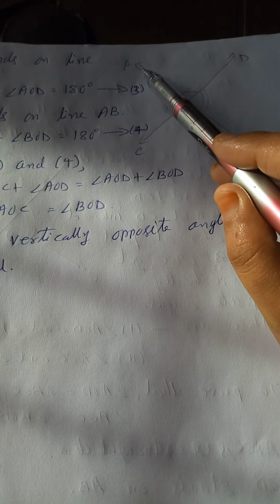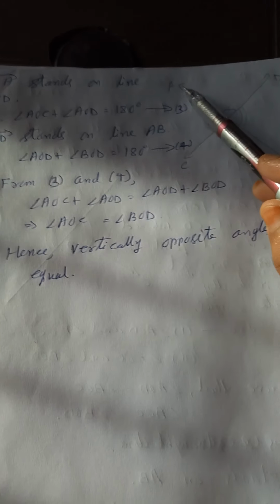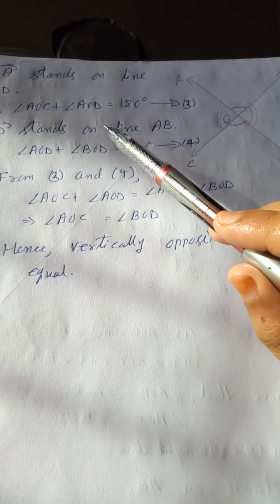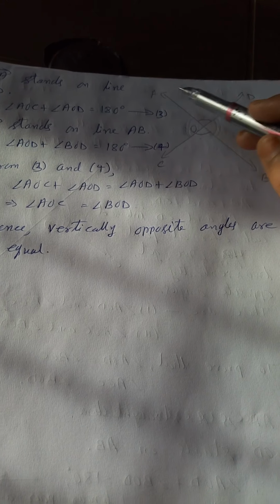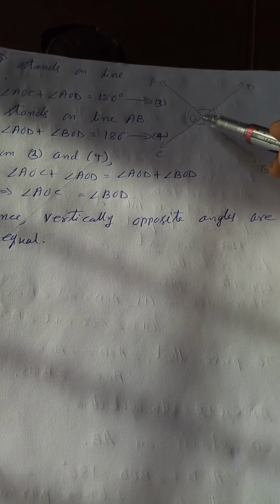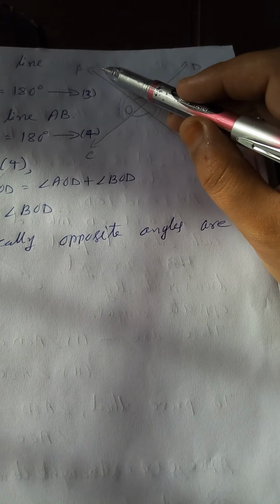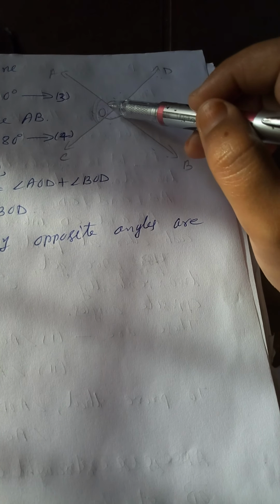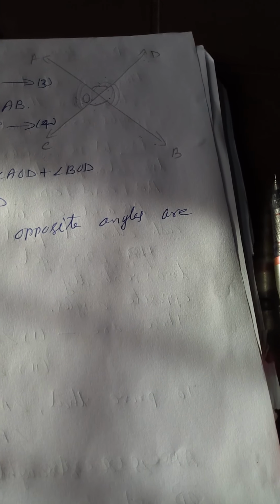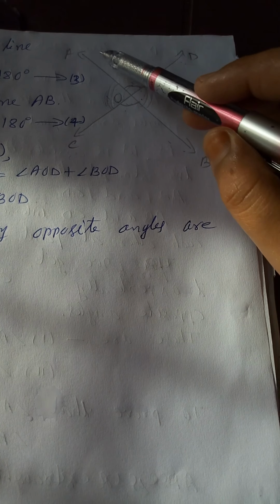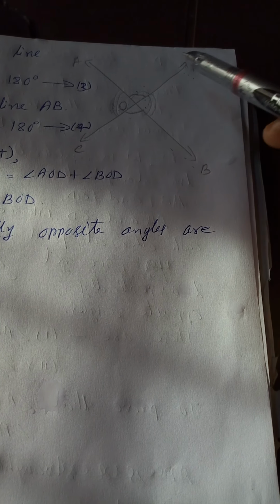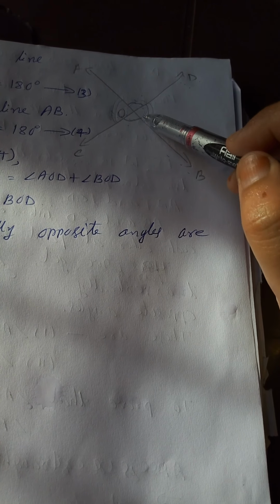After OA, next I take the OD ray. The OD ray stands on the line AB. So this angle plus this angle is equal to 180 degree. These two angles sum is equal to 180 degree. So angle AOD plus angle BOD is equal to 180 degree. This one is also a linear pair angle.